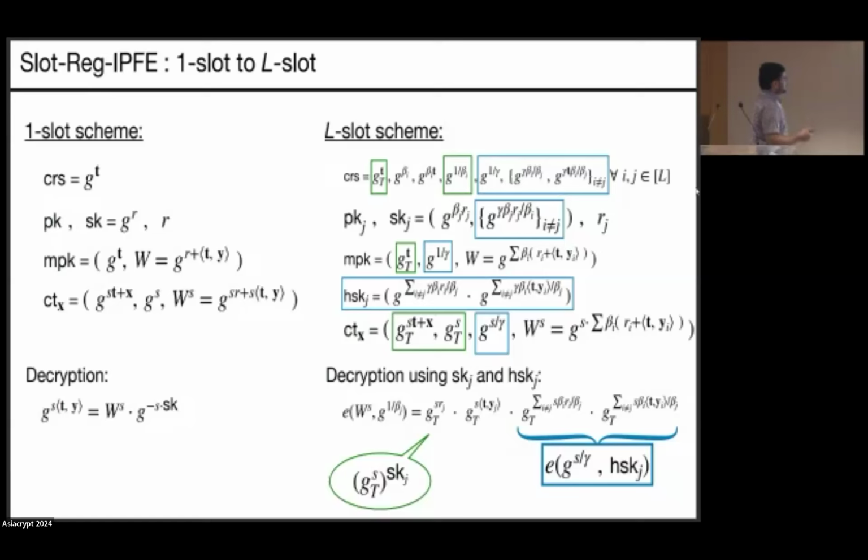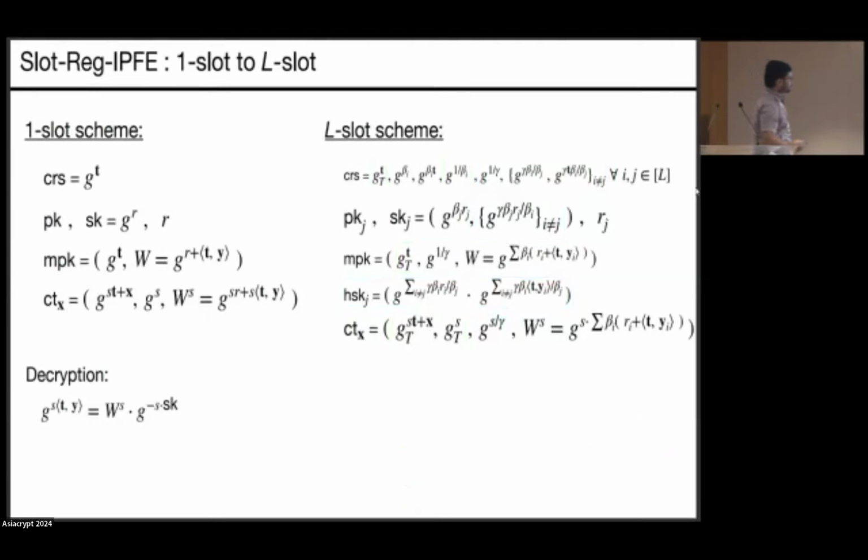Now if we try to decrypt using sk_j and hsk_j, we can compute this masking term using the pairing operation between g to the power s by gamma of the ciphertext and hsk_j, which is the helper decryption key of the user. Therefore, we can actually get the masking term, which is g_t to the power s times the inner product of t and y_j. So this is the scheme.